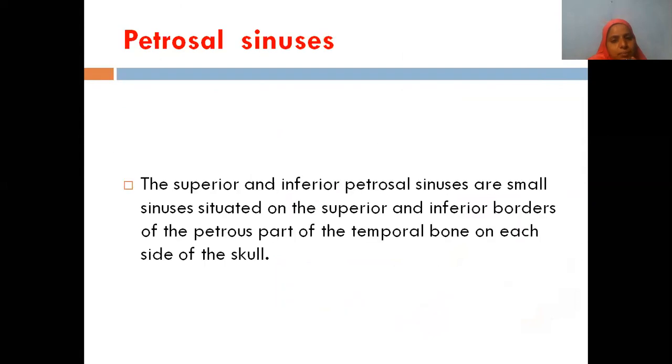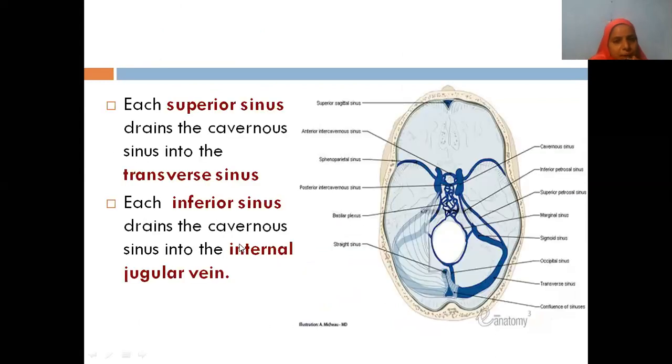The superior and inferior petrosal sinuses are small sinuses situated on the superior and inferior borders of the petrous part of the temporal bone of each side of the skull. The superior petrosal sinus drains the cavernous sinus, and from here the blood will go to the transverse sinus. The inferior petrosal sinus also receives blood from the cavernous sinus directly. The internal jugular vein is very close here, that's why it pours its blood into the internal jugular vein.